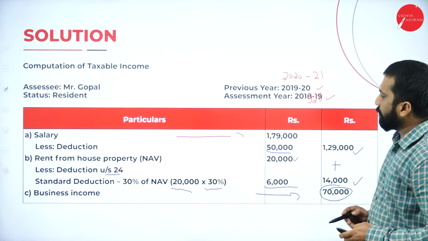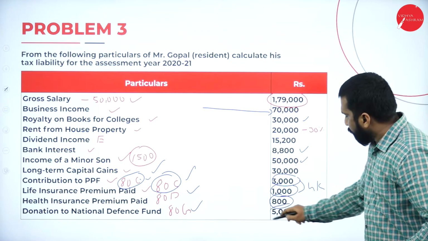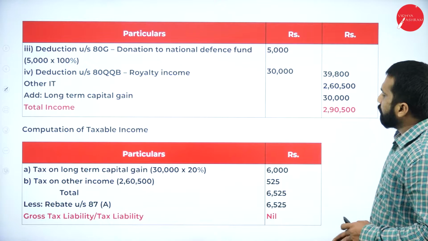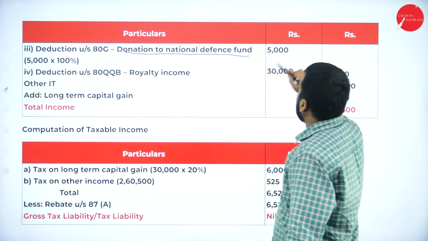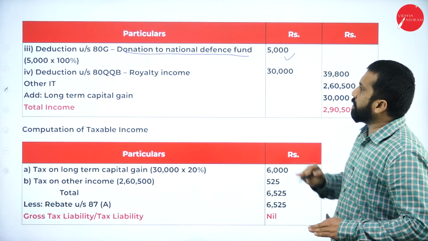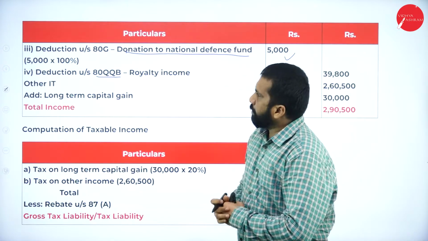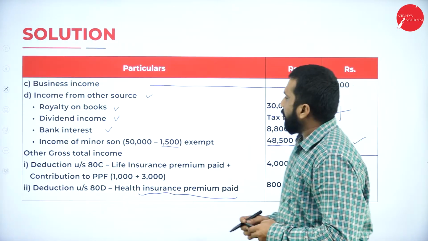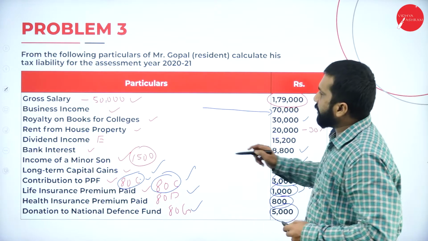One more is there. In the question, we have one more, that is 80G, around 5,000. So that also we are supposed to minus. See, in this, 80G, donation to National Defense Fund, 5,000. Done? Yes. Along with that, we have one more. What is that? 80QQB. In this, we have deduction 80QQB. We have not taken 80RRB.